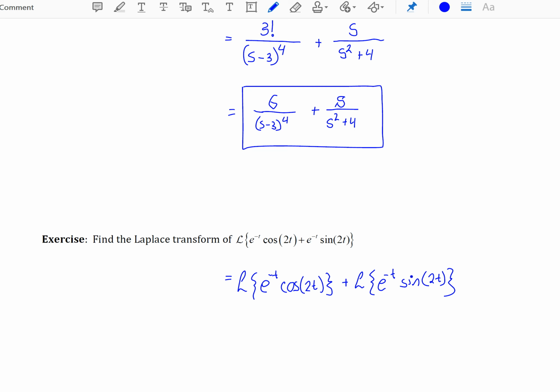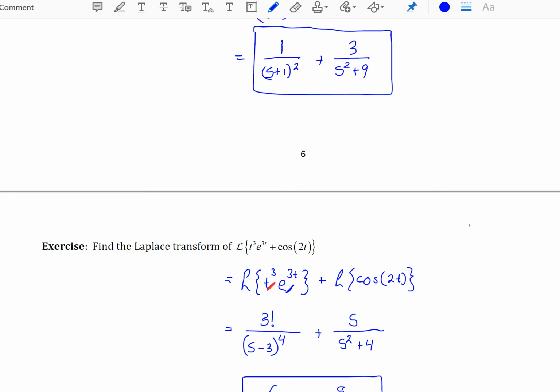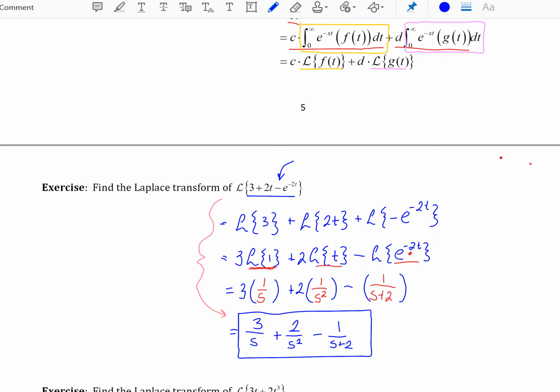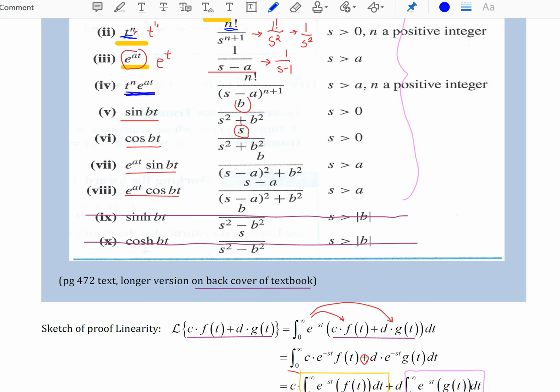Now we have the product of an exponential times a trigonometric. So if you look back at your Laplace table, I'm going to be using here forms 7 and 8, where you have the Laplace of an exponential times a sine or an exponential times a cosine. And notice the form. If it's a sine function, you have a b in the numerator. Where if it's a cosine function, you have an s minus a. Other than that, these two forms look the same.